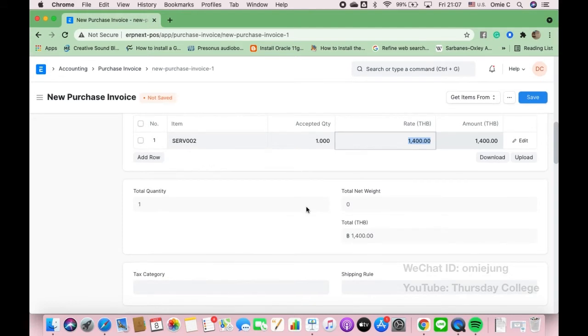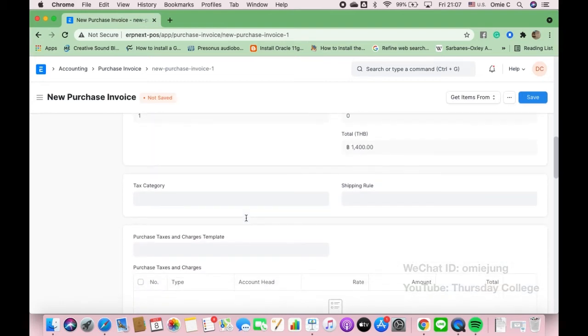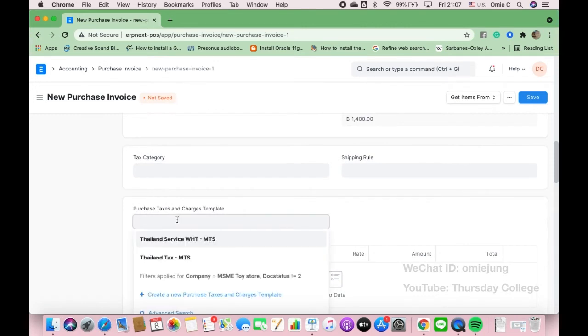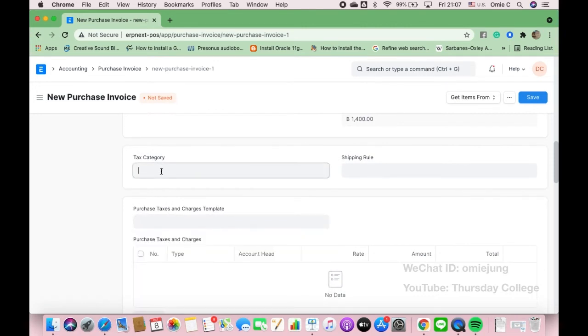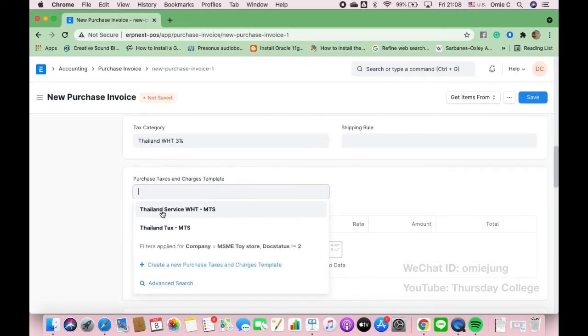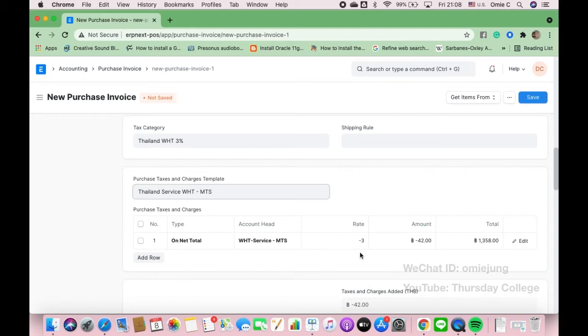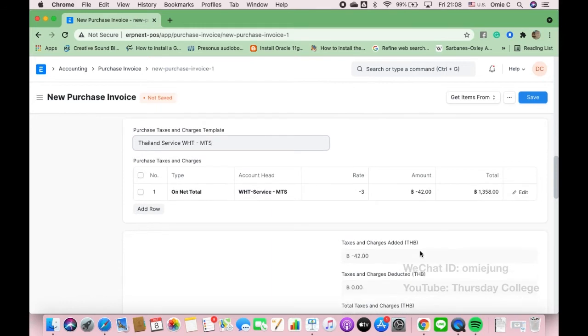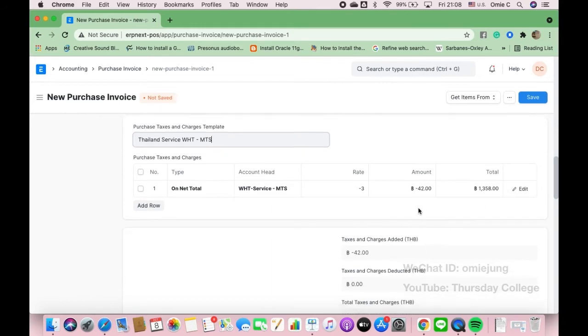So we are going to pay the plumber 1400, but since we do withholding tax, we will not give him 1400 right away. We use the purchase tax and service in here. I may do the tax category first, but this one is already recorded. This 3% will not apply to the value because it's just a name. But when you go to purchase tax and template, you set Thailand service withholding, and then it charges -3, so equal to the 42 baht, and then we pay him only 1358 baht.